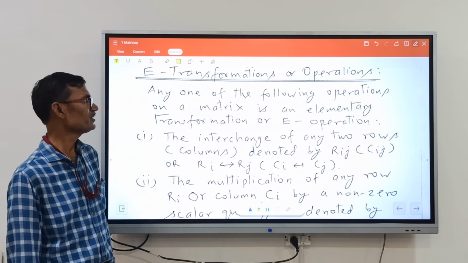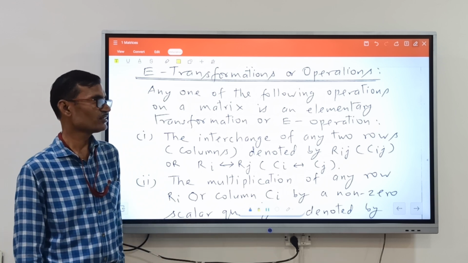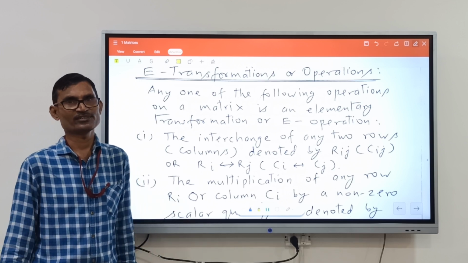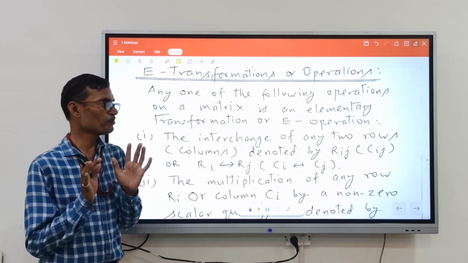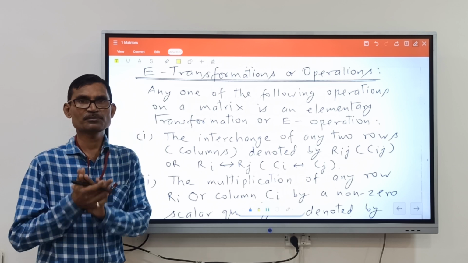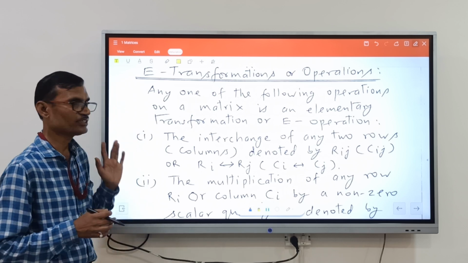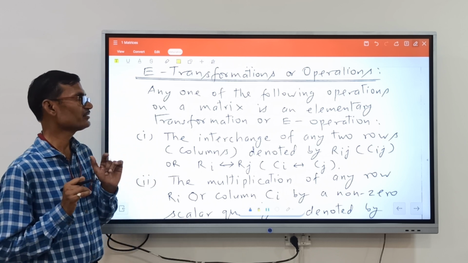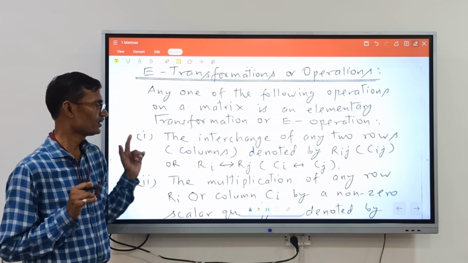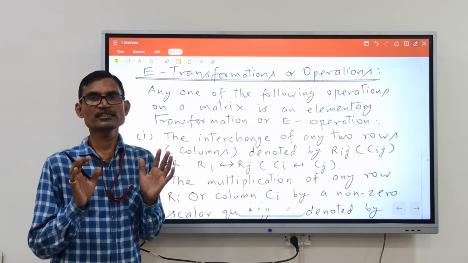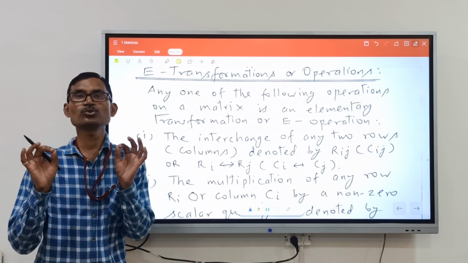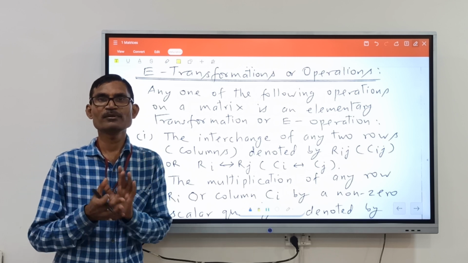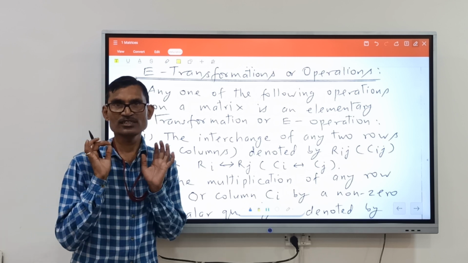So this is the first one: the elementary transformations or operations, which are also known as E transformations or E operations. Mainly, this topic has 3 important steps, and any of these 3 steps is known as an elementary transformation. Let us understand the very first step. The first step says that if we interchange any 2 rows or any 2 columns, this is an elementary transformation.